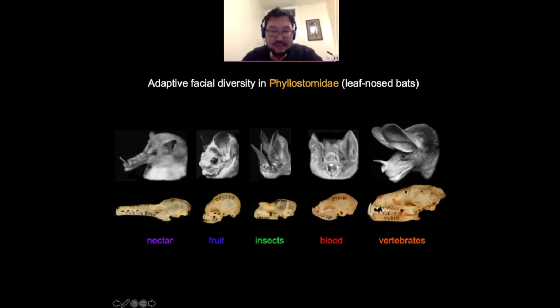And finally, this is the flying wolf of these bats. It's the largest bat from this family. It has a carnivorous skull, complete with big canines and shearing teeth, and it hunts rodents such as rats and hamsters.